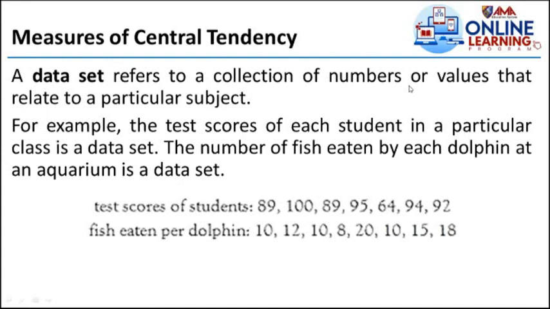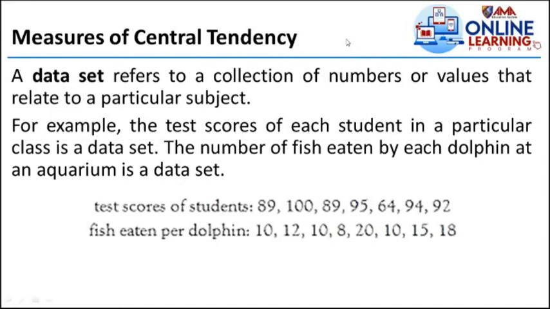So we have here the measures of central tendency. A data set refers to a collection of numbers or values that relate to a particular subject. For example, the test scores of each student in a particular class is a data set. The number of fish eaten by each dolphin at an aquarium is also a data set.